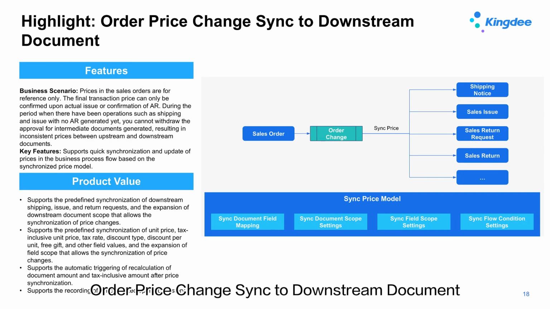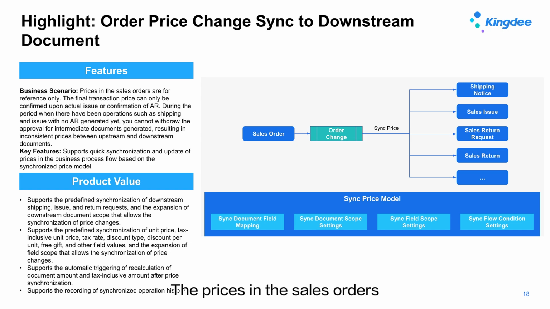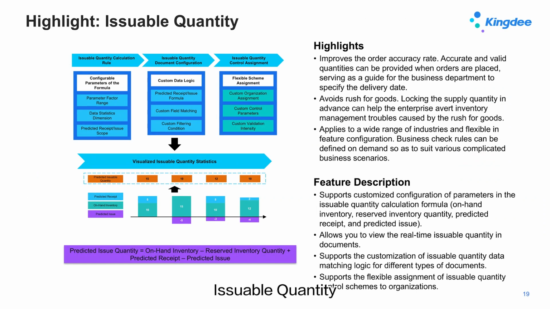Order price change sync to downstream document. The prices in the sales orders are for reference only. The final transaction price can only be confirmed upon actual goods issue or accounts receivable confirmation. This feature ensures price consistency across upstream and downstream documents. Issuable quantity.